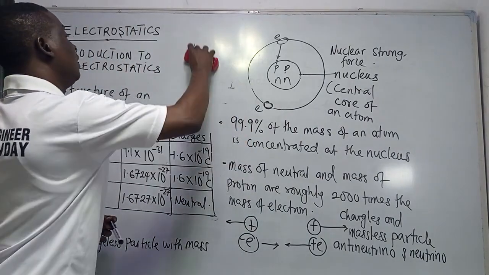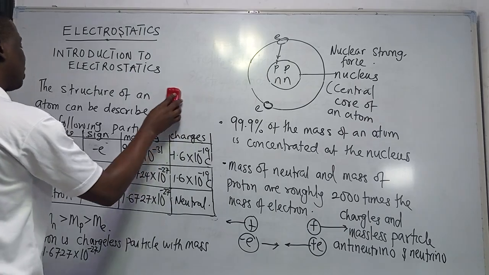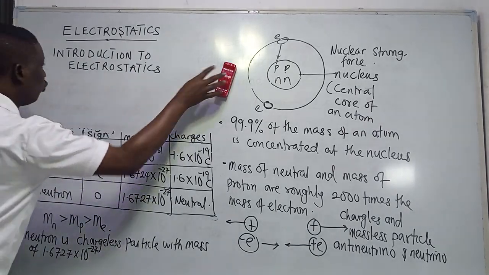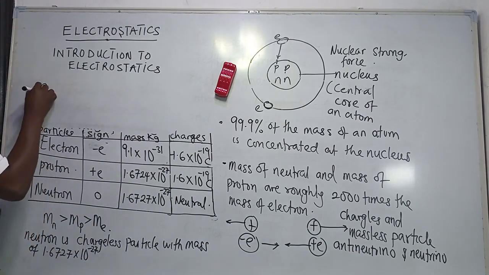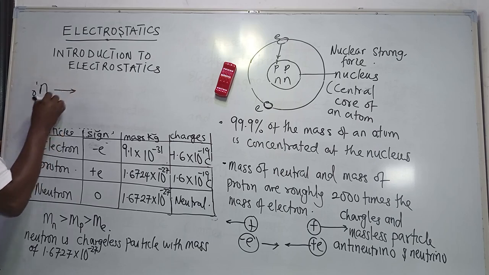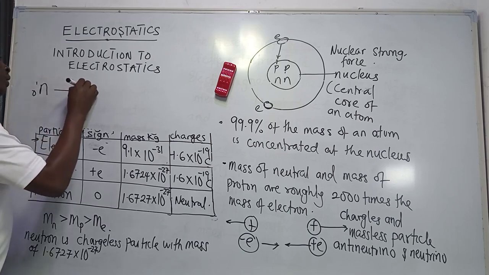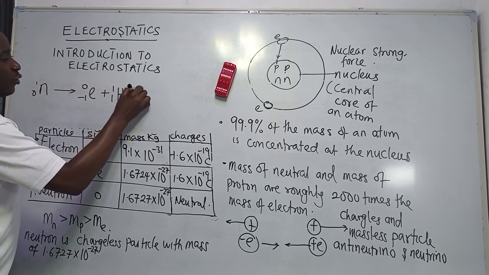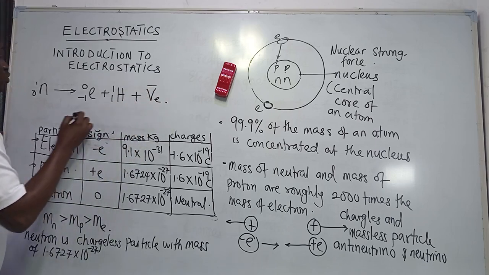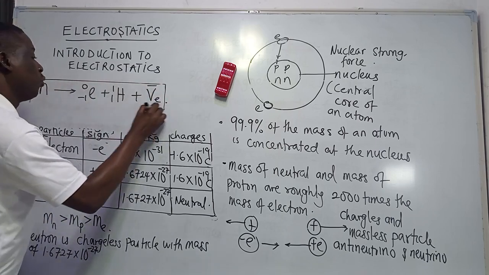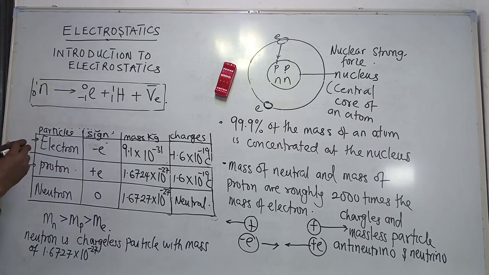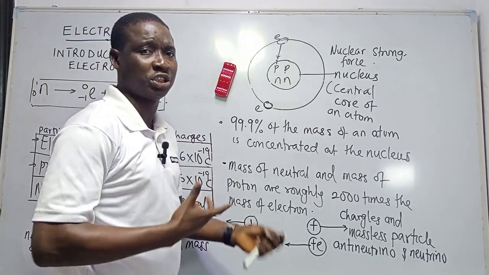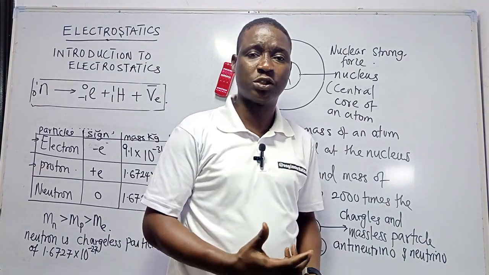Antineutrino is gotten from a reaction. You can get an antineutrino when you decay a neutron. For example, this is a neutron. It will split into a beta particle plus a proton, and then produce what we call an antineutrino. This is a reaction showing how an antineutrino is produced. Don't forget, that means that we have some chargeless and massless particles.